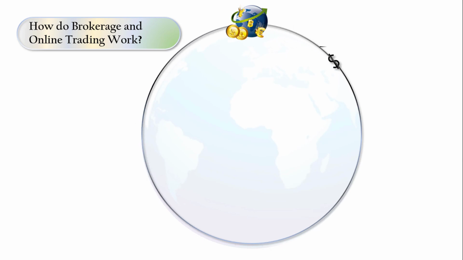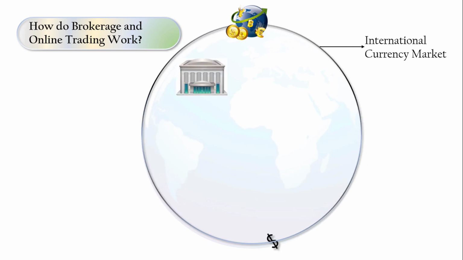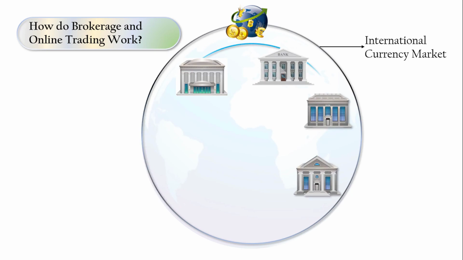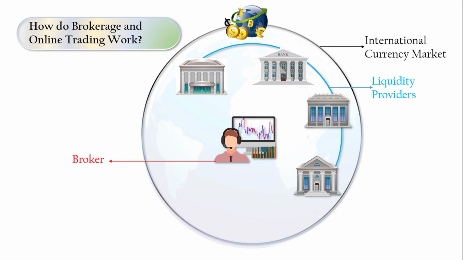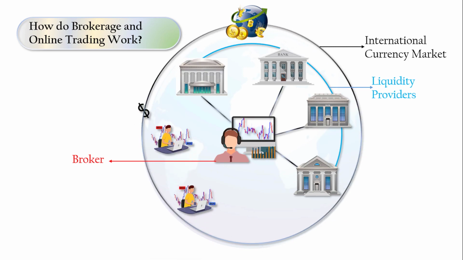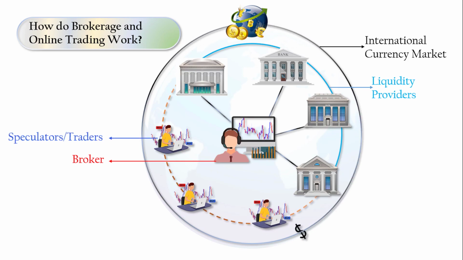First, the international currency market, which is the global exchange network. Second, liquidity providers, which are financial institutions, banks, hedge funds, or other individuals. Third, brokers, which act as an intermediary between a trader and the international currency market. Fourth, traders or speculators that buy or sell financial instruments in the market. We have already studied all these important instruments, and the combination of them under one system is called an online trading system or online market.